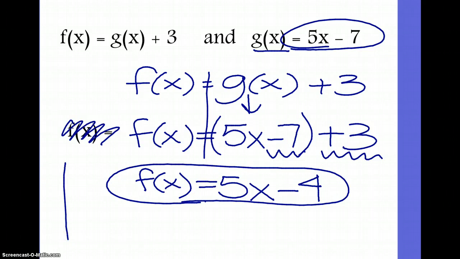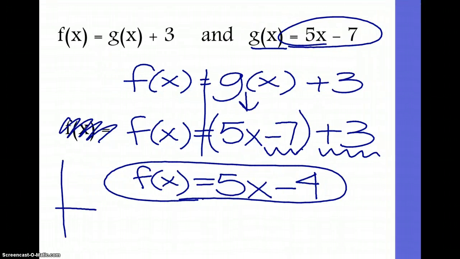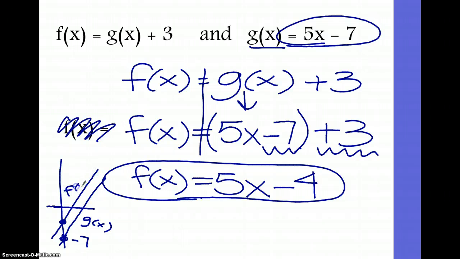And if you were to graph it, we would have g start down at negative 7, and the slope is 5, so it looks something like that. Whereas f would start at negative 4 because it got shifted up 3 with the same slope. So f would look like that, shifted up 3.